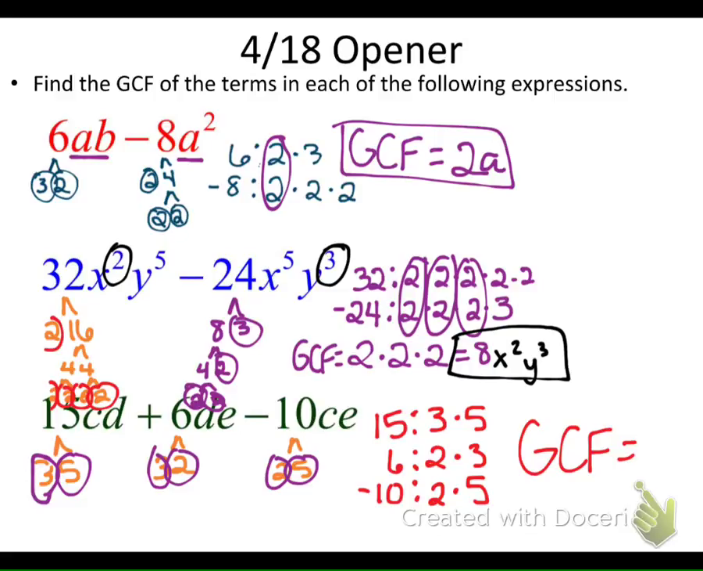So, if I have nothing in common, what is my greatest common factor going to be? Isaiah, you already said it. Can you say it one more time for me? 1. Very good. My greatest common factor is going to be 1 because I can multiply all these terms by 1 to get themselves. Okay?